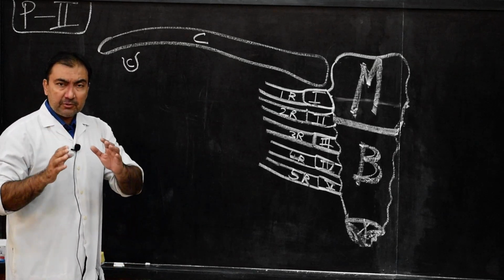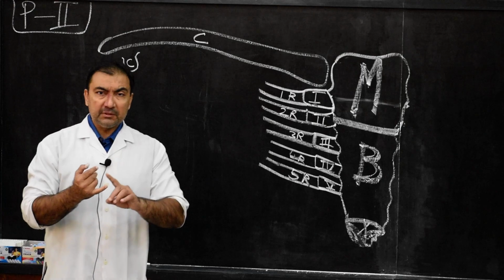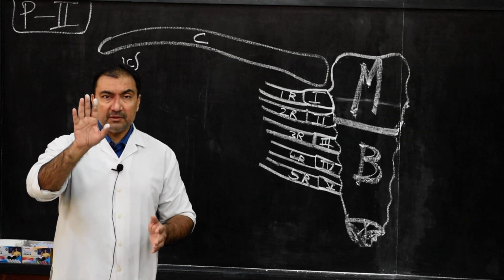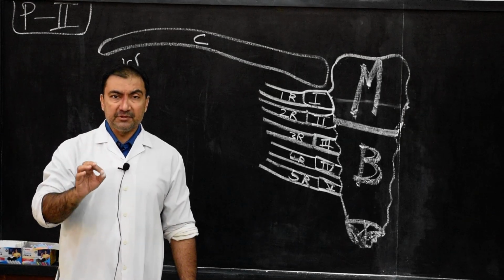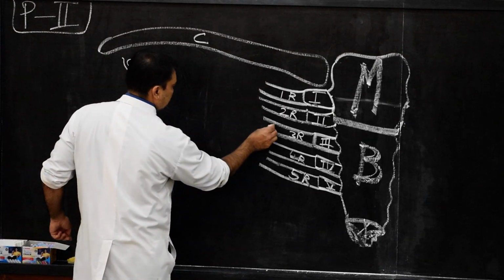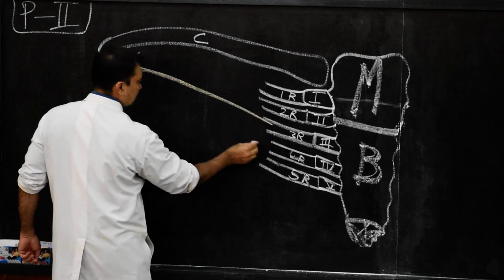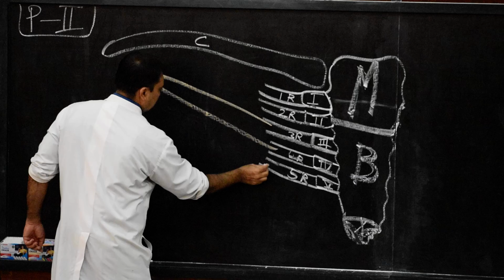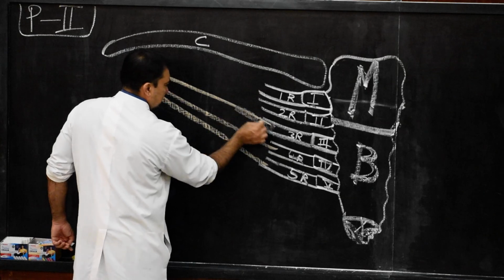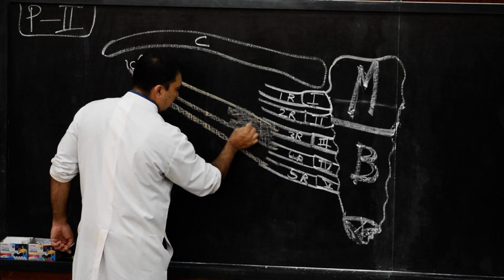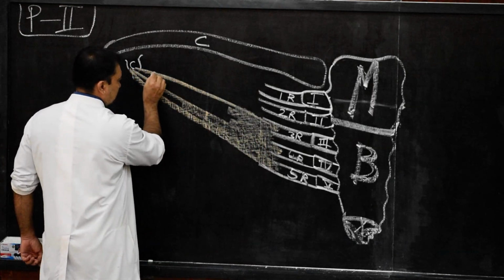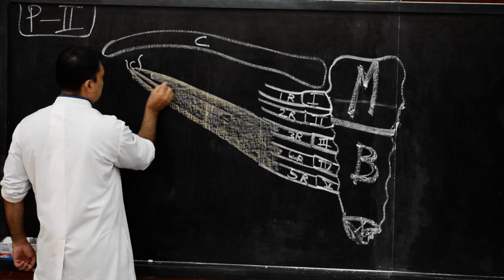Then we are going to show pectoralis minor. The origin of pectoralis minor will be from the third, fourth and fifth ribs. Remember, it will not take origin from the costal cartilage but from the ribs. Once again, the origin is from the third rib, the fourth rib and the fifth rib. This is the entire pectoralis minor.